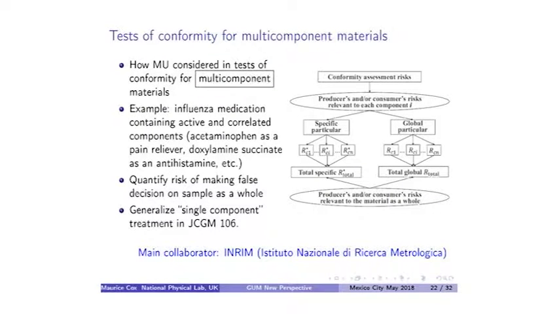Tests and conformity for multi-component materials. I mentioned JCGM 106, the conformity guide. That only considers one measured item. However, we have instances, real practical instances, in which we have multi-components, more than one measured item. An example we're going to work on with the Italian NMI concerns influenza medication. It contains various active and correlated components. We want to quantify the risk of making a decision on a sample as a whole. We want to generalize the single component treatment in 106.